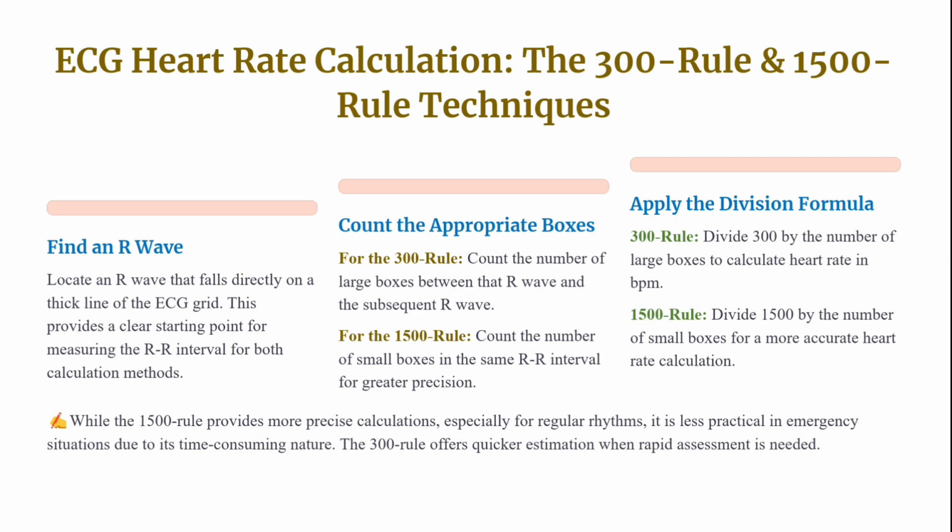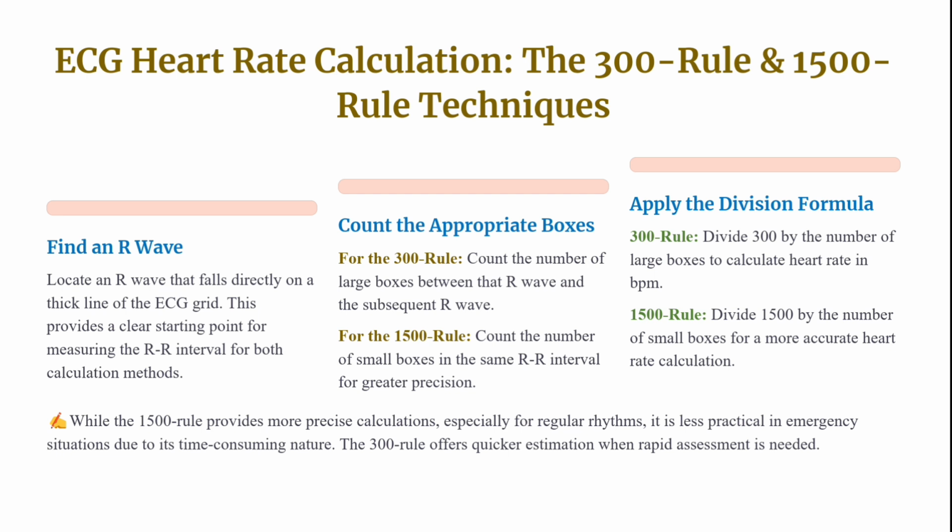Before calculating heart rate or assessing rhythm, it is essential to understand how ECG paper speed affects waveform interpretation. The standard ECG paper speed is 25 mm per second, which means each small box represents 0.04 seconds, and each large box represents 0.2 seconds.